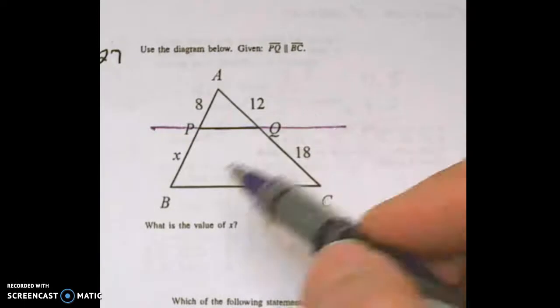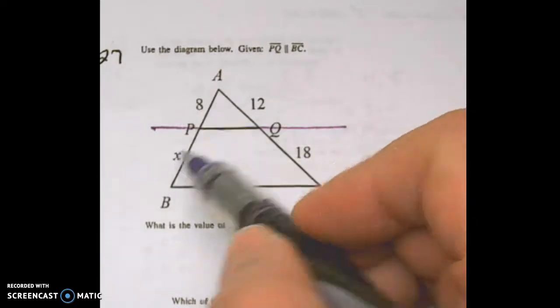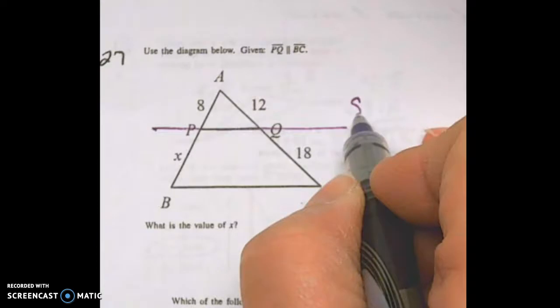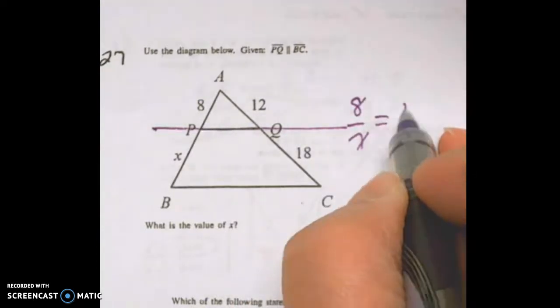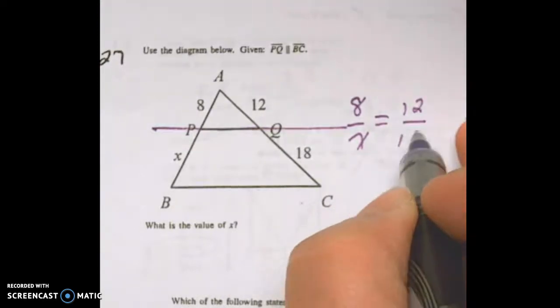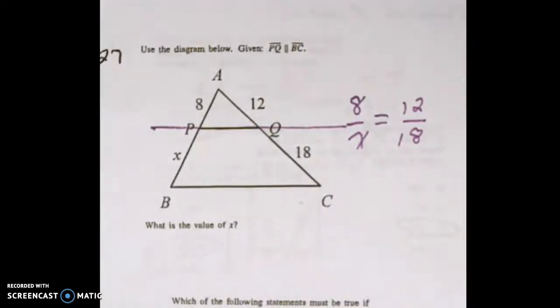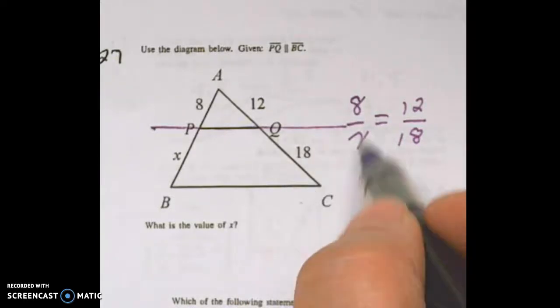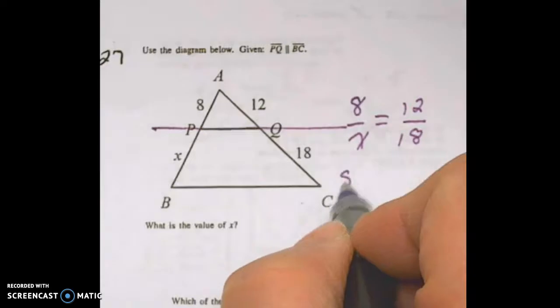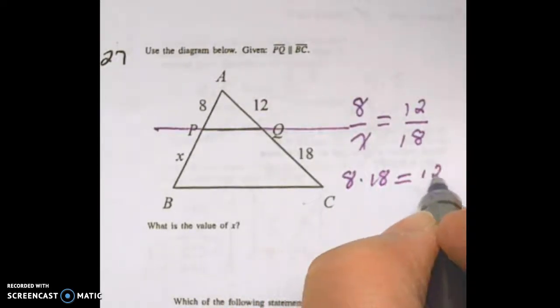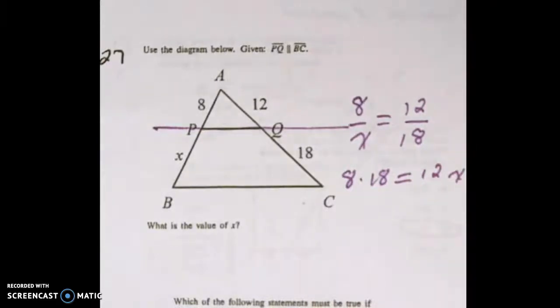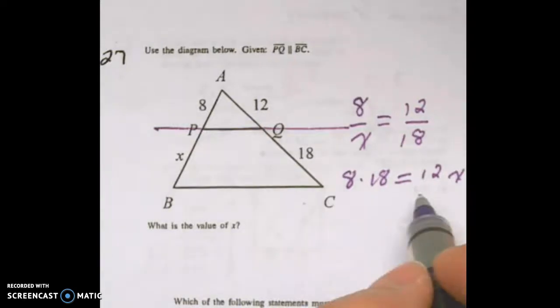So as you set up your proportion, you're going to look at your 8 over X for your first fraction and your 12 over 18 for your second fraction. When you cross multiply, you'll get 8 times 18 equal to 12 times X. And in order to solve, you're going to end up dividing each side by your 12.